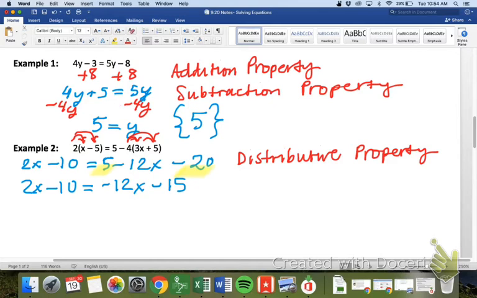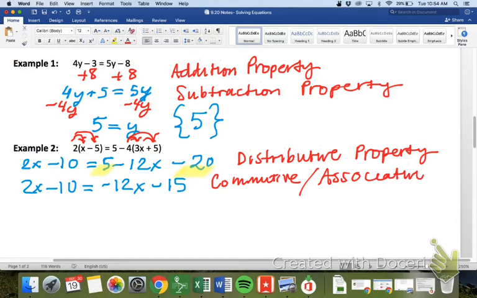Okay, so I used the commutative property here to switch the order, but I also used the associative property when I did 5 minus 20 because I added those things first.